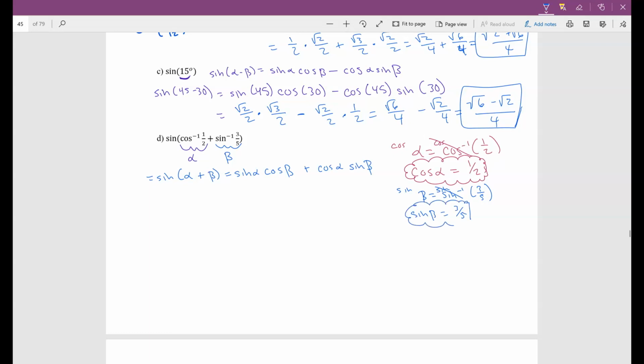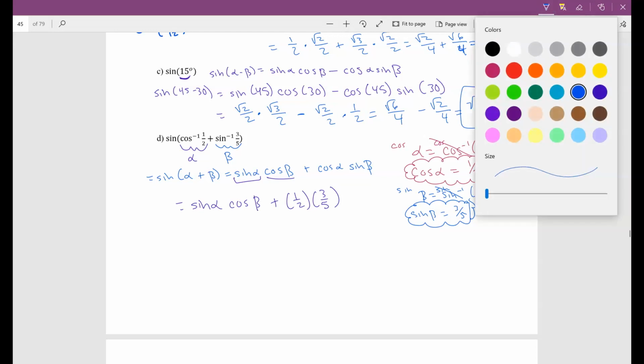Alright, so let's go ahead and write that down. So we know that sine alpha, well, I don't know what sine alpha is, so I'm going to leave it as this. Cosine beta, I also don't know what cosine beta is. Plus cosine alpha, we know what that is, that's just 1/2. And then sine beta, that I know, that's 3/5. Now, how do I find what sine alpha and cosine beta are? Well, if I know what cosine alpha is, I can just draw a triangle.